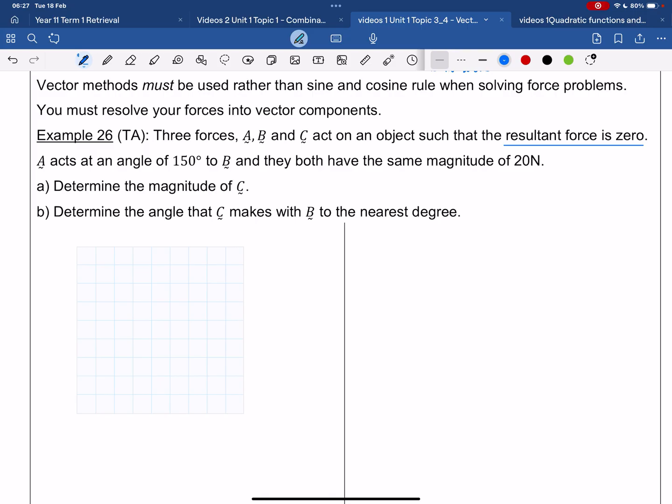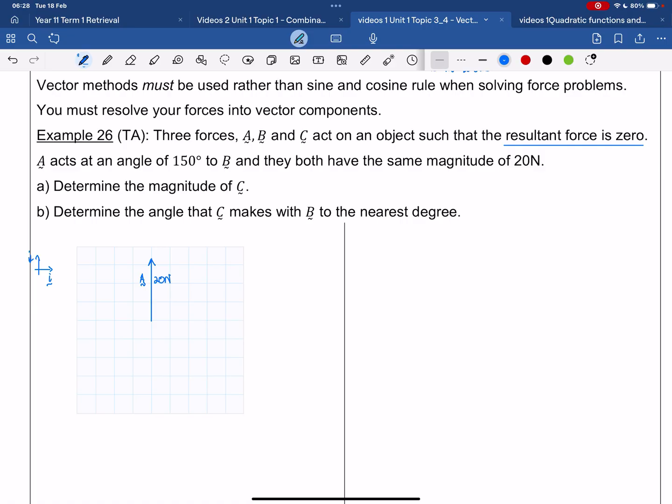Now, they haven't told us what direction any of the forces are acting in, so we're going to need to make a call of where we're starting. Doesn't really matter where we start as long as we're consistent with how we go. So let's do our reference axis over here. There's my I, there's my J, and let's make the force A go in the positive J direction. I guess it just makes our life easier in terms of orientation. Okay, and it tells me that A has a magnitude of 20 newtons.